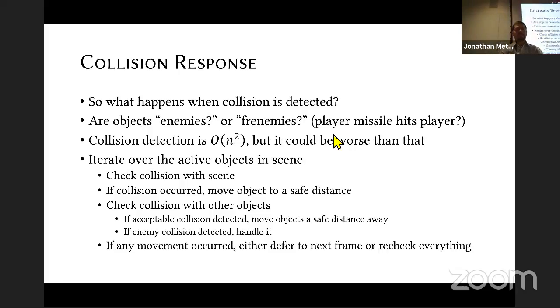Well, the first thing you probably wanna do is make sure that the objects are obeying the rules of the environment. So you want to check the scene for collision. And then if it occurs, then just move the object to a safe distance. This is generally how you handle movement in a 3D game, right? You just check for collision and you just move them to a safe distance.